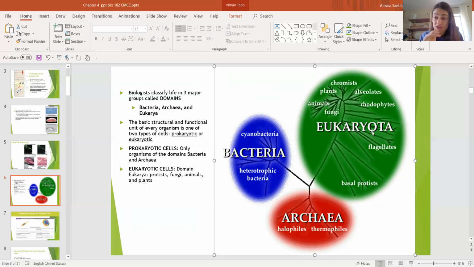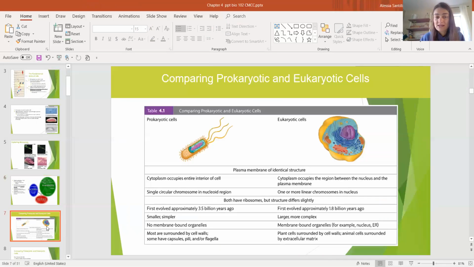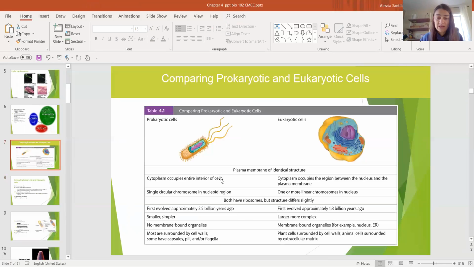Bacteria are not made out of eukaryotic cells, nor are archaea. Both bacteria and archaea, their cells are prokaryotic. So what does it mean to be a prokaryotic cell or a eukaryotic cell? This table right here summarizes it very well. Prokaryotic cells tend to be smaller than eukaryotic cells. Eukaryotic cells tend to be a little bit bigger.